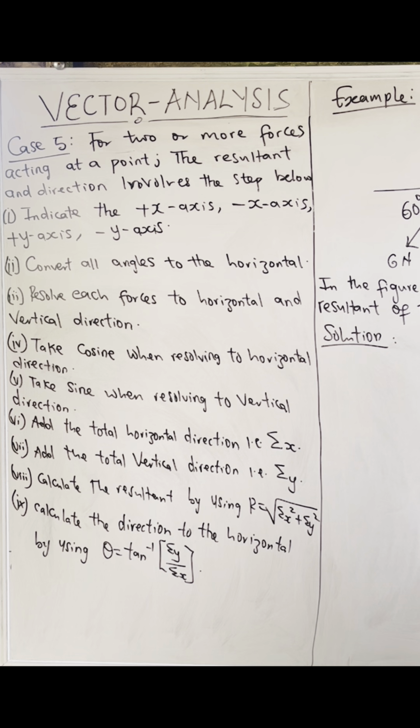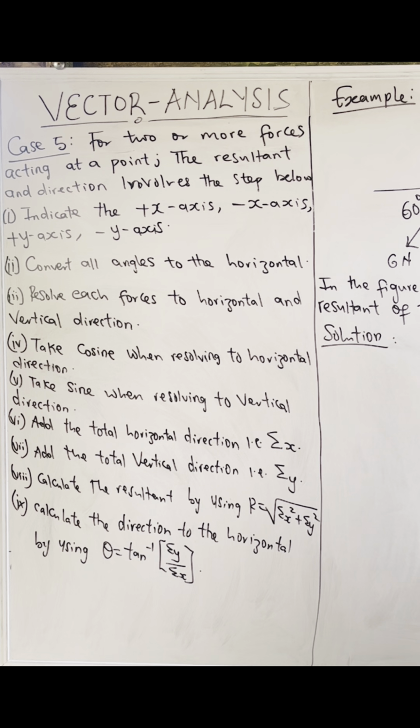The next step is that we should resolve each force to the horizontal and vertical direction. If you want to resolve a particular force to the horizontal direction, we are going to take cosine. But if you want to resolve to the vertical direction, we are going to take sine. After we have resolved to the horizontal and vertical direction, we are going to add all the horizontal components together. We will also add all the vertical components together. The horizontal sum will be known as summation x. The vertical sum will be referred to as summation y.